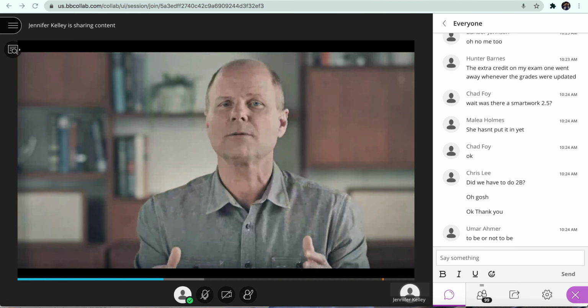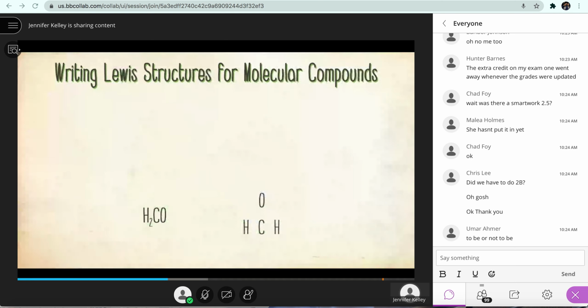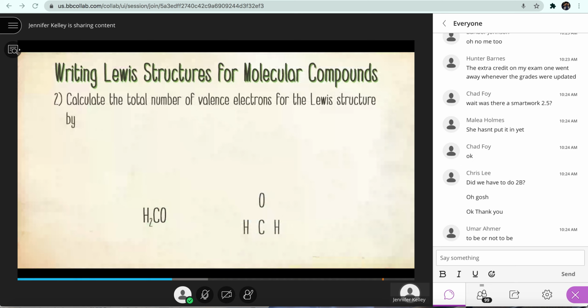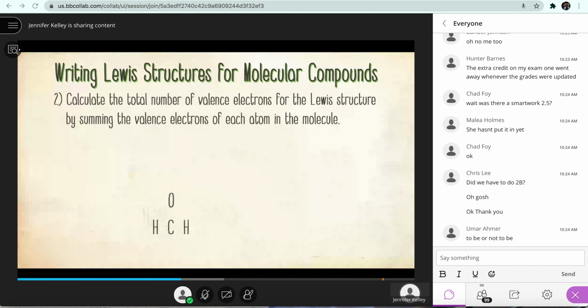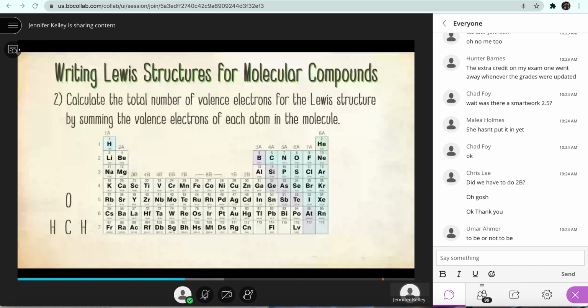The next step is to calculate the total number of valence electrons for the Lewis structure. You do this by summing the valence electrons of each atom in the molecule. Remember that the number of valence electrons for any main group element is its lettered group number in the periodic table. For example, carbon is in group 4A, so it has 4 valence electrons. Hydrogen is in group 1A, so it has 1 valence electron. And oxygen is in group 6A, so it has 6 valence electrons. That means that for H2CO, the total number of valence electrons for the Lewis structure is 4 from carbon, plus 6 from oxygen, plus 2 times 1 from the two hydrogen atoms, for a total of 12.